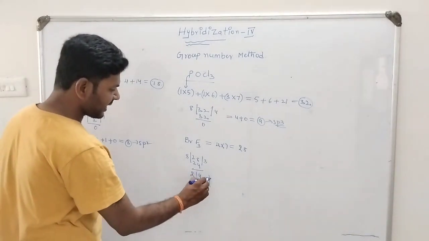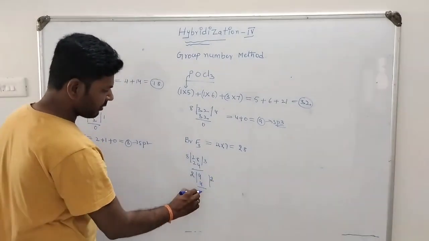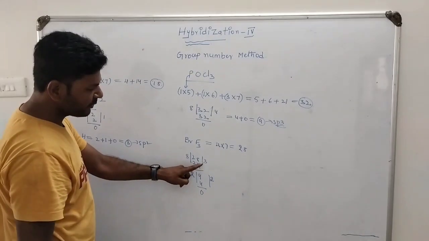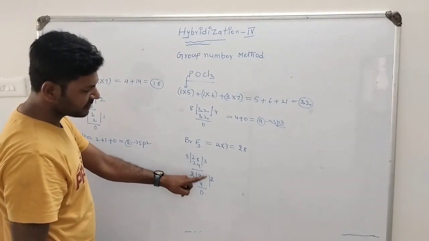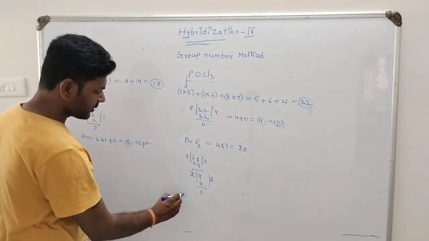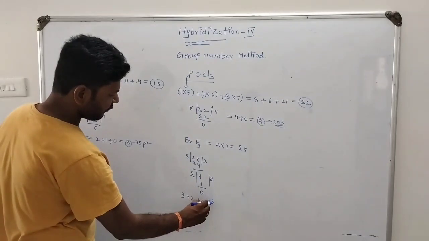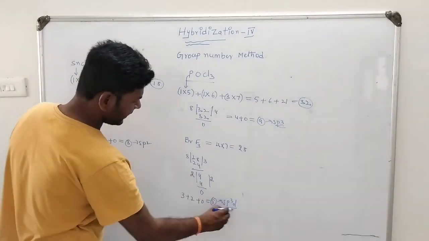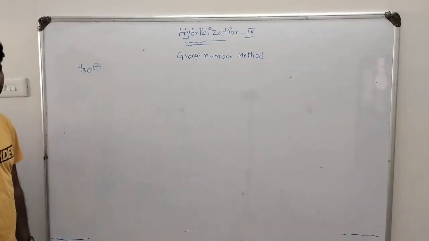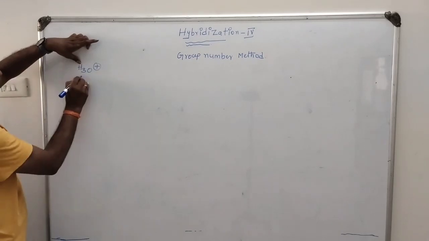How many times do we need to cancel? 2 times. 2 twos are 4. So now the total remainder we get is 0. So quotient 3 plus 2 plus 0, that is 5. 5 means sp3d hybridization.